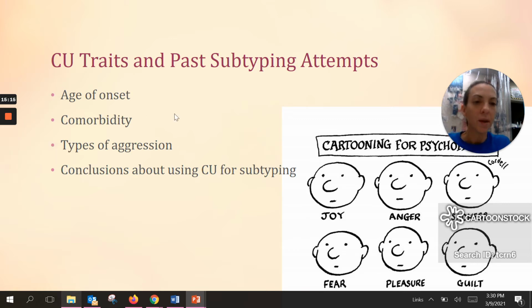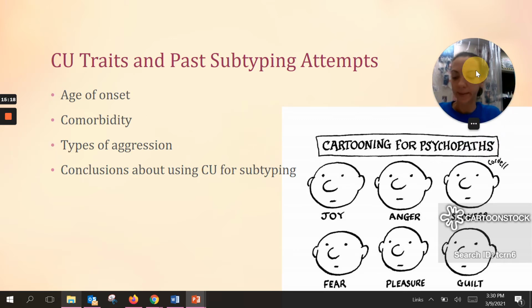So then the book goes back to CU traits and past subtyping attempts. Let's revisit these. Age of onset. As we know, childhood onset are more likely to have CU traits, and there is a predictive value. Having CU traits predicts the likelihood of being a violent offender, and different correlates than childhood onset conduct problems that don't have CU traits. So there are different correlates we talked about on the first slide, such as social, biological, cognitive, and emotional correlates. Comorbidity and ADHD.